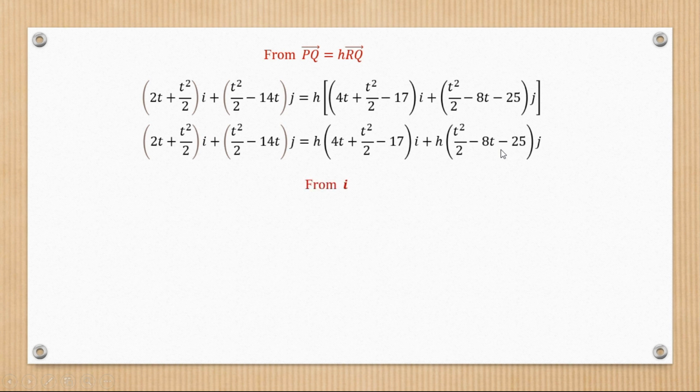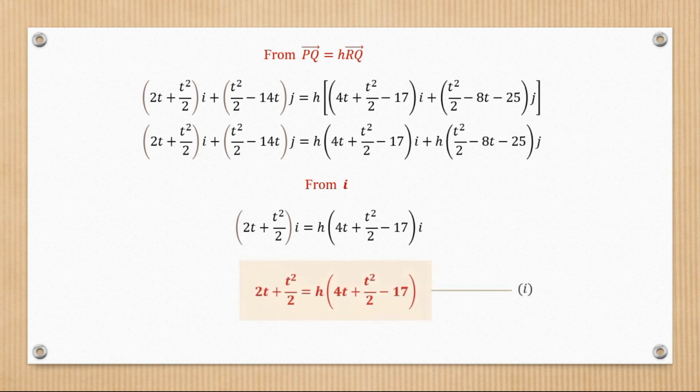So from i, therefore from i I'll have 2t plus t squared over 2 i being equal to h into 4t plus t squared over 2 minus 17 i. So I can see that the i's cancel and I'll be left with 2t plus t squared over 2 being equal to h into 4t plus t squared over 2 minus 17. That shall be equation 1.